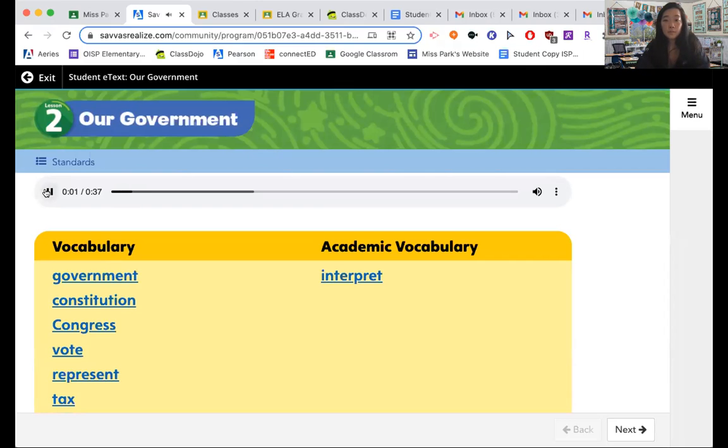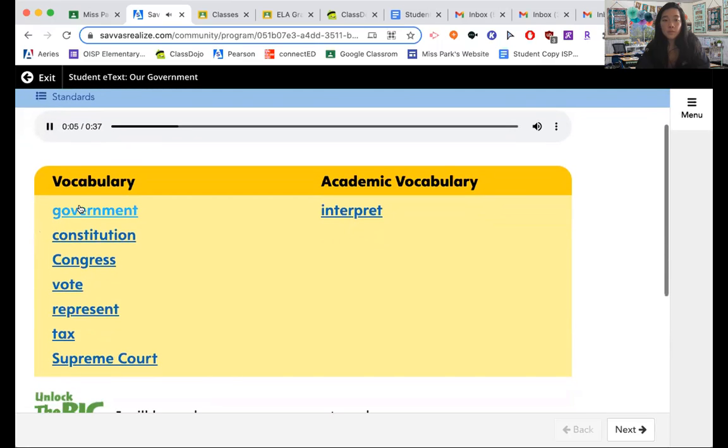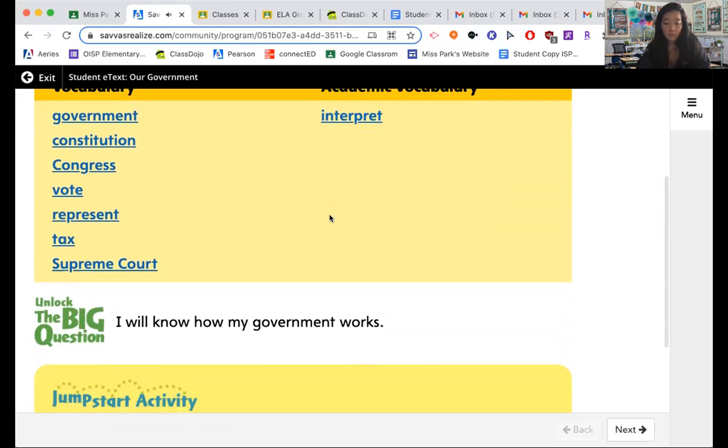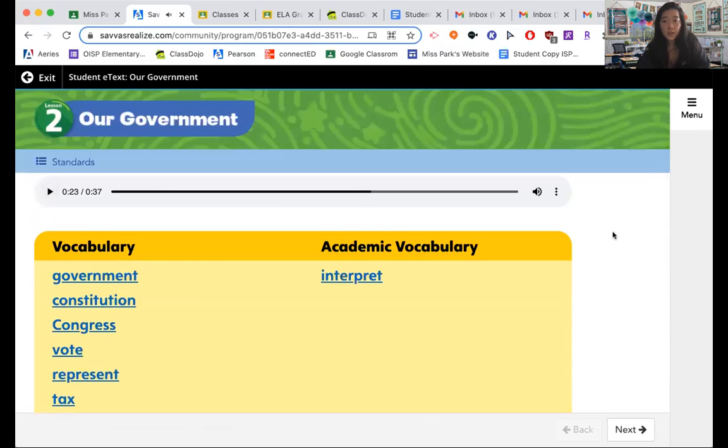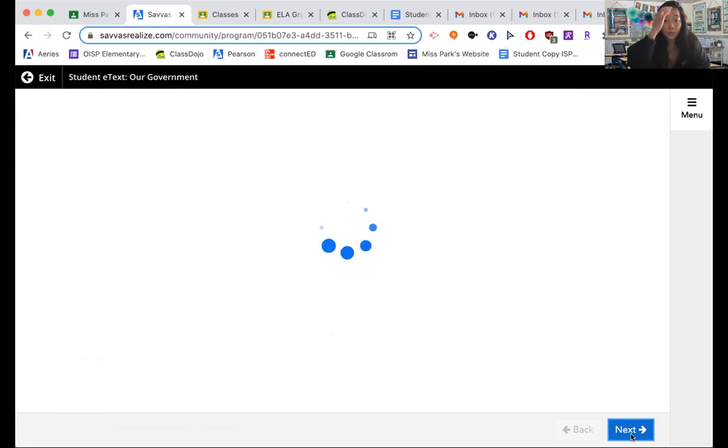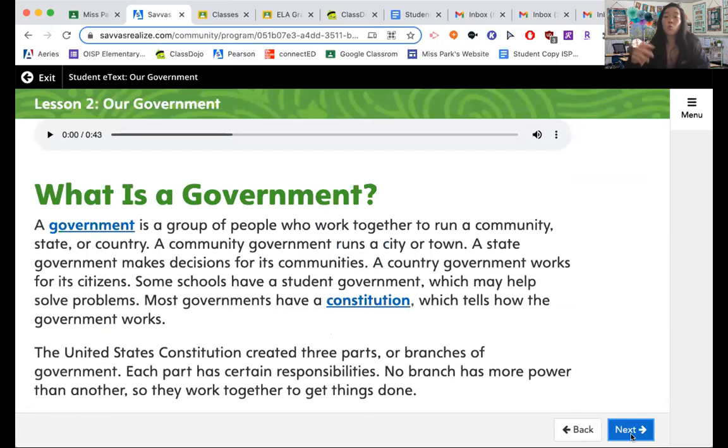Lesson 2, our government. Vocabulary: government, constitution, Congress, vote, represent, tax, Supreme Court. Academic vocabulary: interpret. Unlock the big question: I will know how my government works. All right, and that's all we're going to do for today. We're going to skip our jumpstart activity and go straight into what is a government.